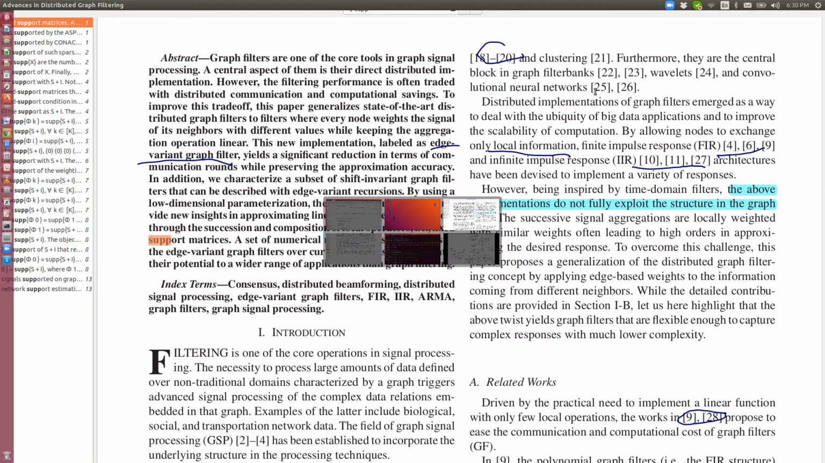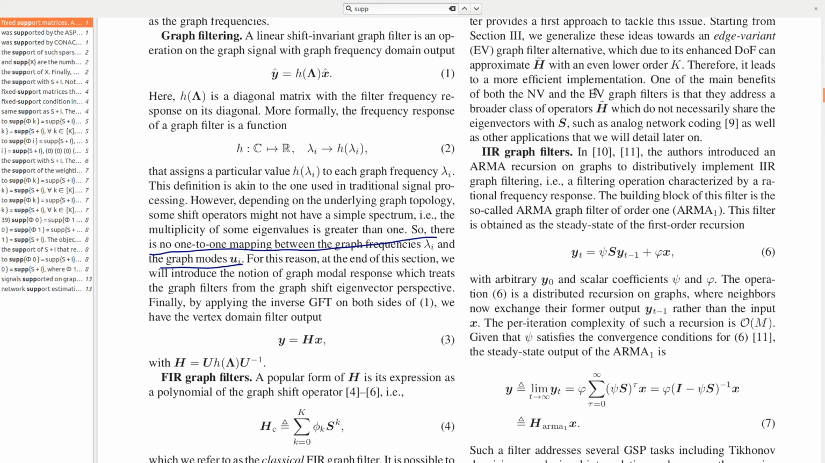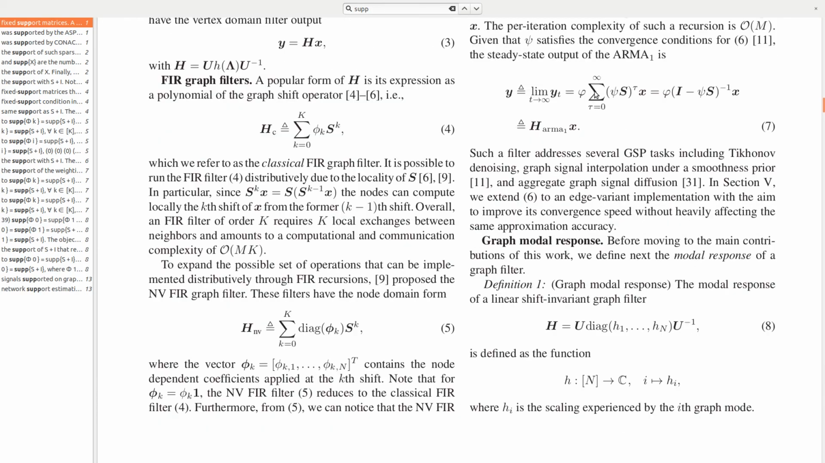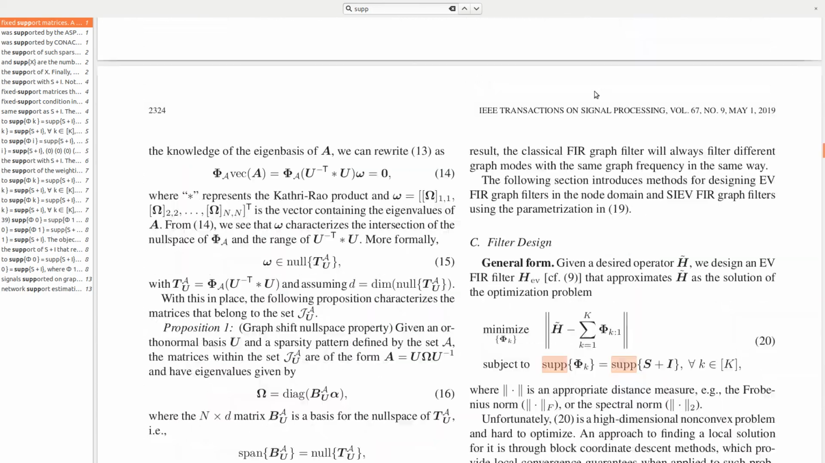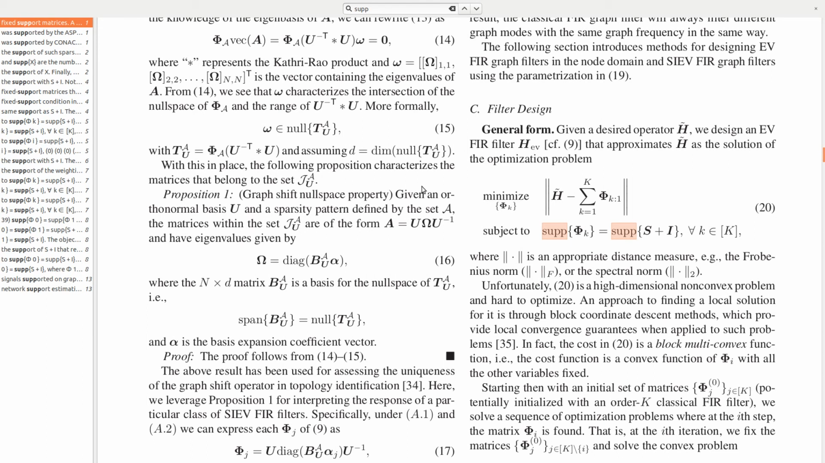So, therefore, Proposition 1 is saying that my 5k has the form U omega U inverse, where omega is equal to the diagonal matrix with the diagonal equal to BUA multiplied by alpha, where the span of BUA is the same as the null space of TUA, as I just mentioned earlier.